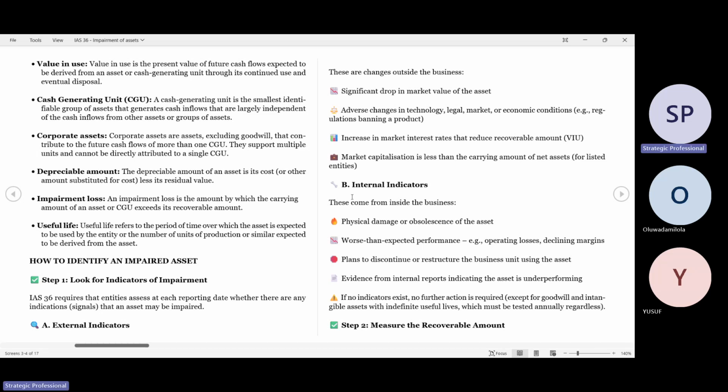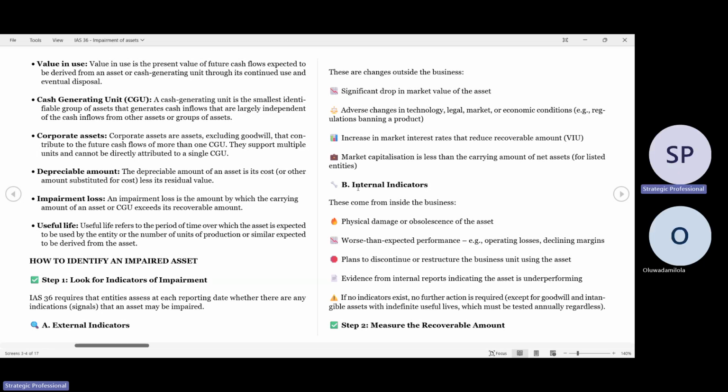Then, the internal indicators. Like I mentioned, external indicators are things outside the control of the business, but internal indicators are what is within the organization, what they can control. Examples are physical damage or obsolescence. When an asset is old, it is important for the company to check whether the value of this asset has been impaired.